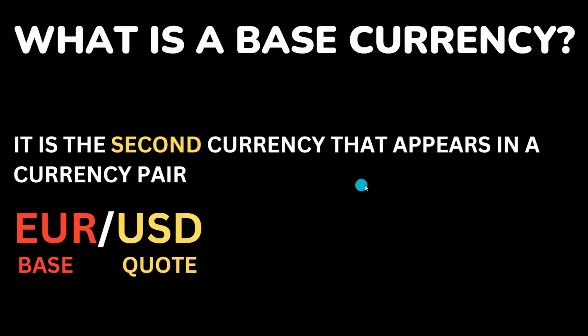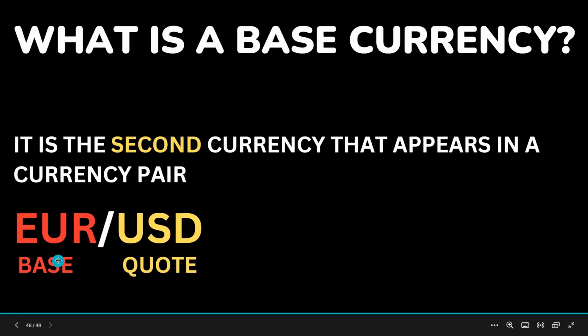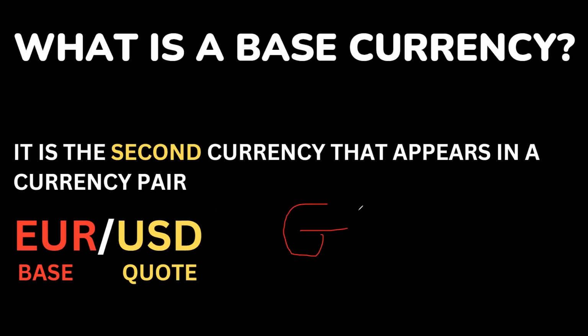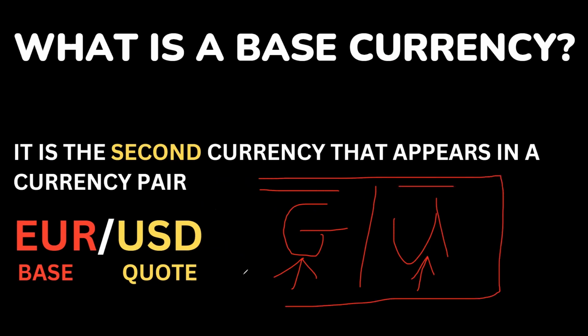It is the second currency that appears in a currency pair. So the first one is the base, the second one is the quote. When you're looking at something like GBP/USD, this is the base and this is the quote, right? Base, quote. Remember that when you're looking at a currency pair.